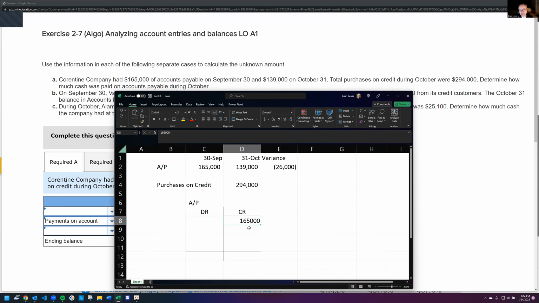I know that I purchased stuff on credit to the tune of 294. And because I purchased it on credit, that means it increases the accounts payable balance. So I put these over here, purchases. And this is opening balance. We'll make this one the closing.